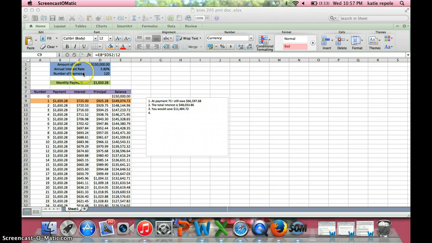complete the assignment. So they gave us the amount of loan, which was $150,000. The interest rate was 5.8%, and they gave us the total number of payments, which was 120 payments, or you can do a payment a month for 10 years. So 10 times 12, 120. From there, we had to calculate the monthly payments.